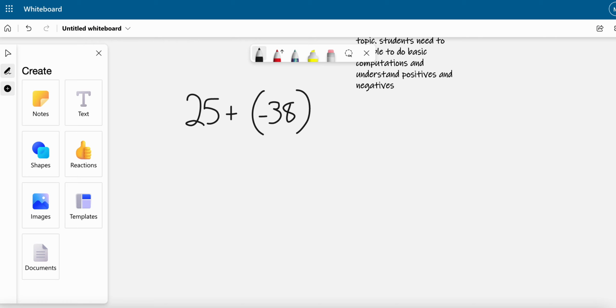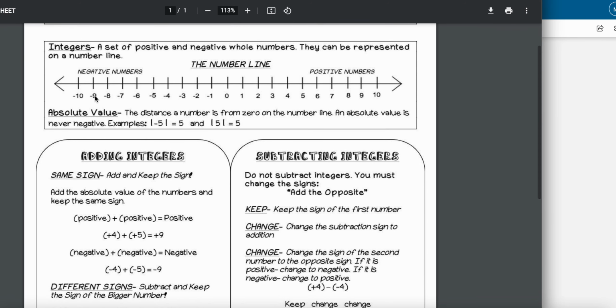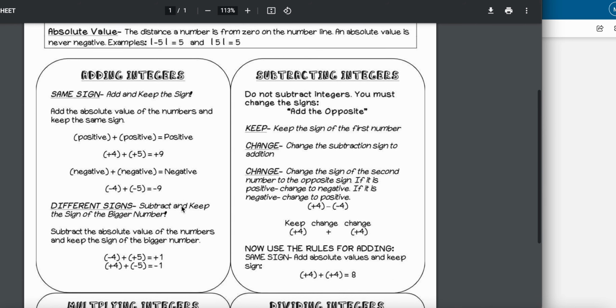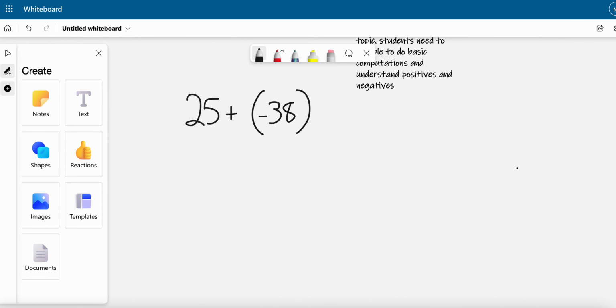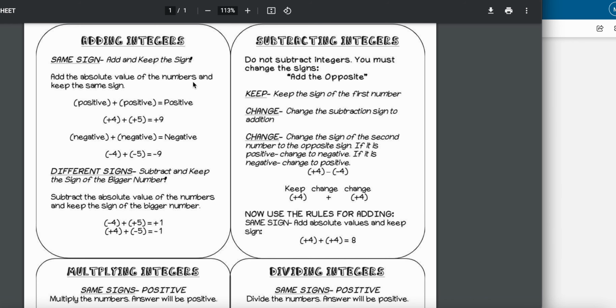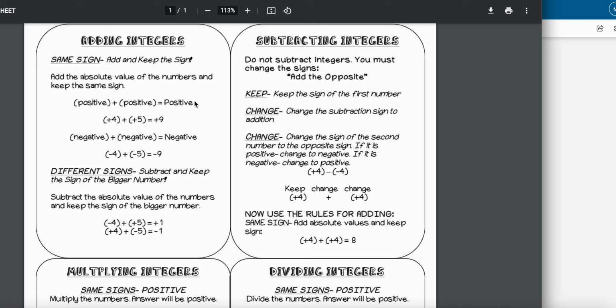I have this thing I call the integer cheat sheet. It shows the number line at the top with the negative and positive numbers, the integers, and explains absolute value. There are all the different operations for integers on here, but for adding integers, you add the absolute value of the numbers and keep the same sign. This is a little more of a procedural take on it, but a positive plus a positive is, of course, a positive. A negative plus a negative is just getting more negative. But if they're different signs, you subtract the absolute values of the numbers and keep the sign of the bigger number.